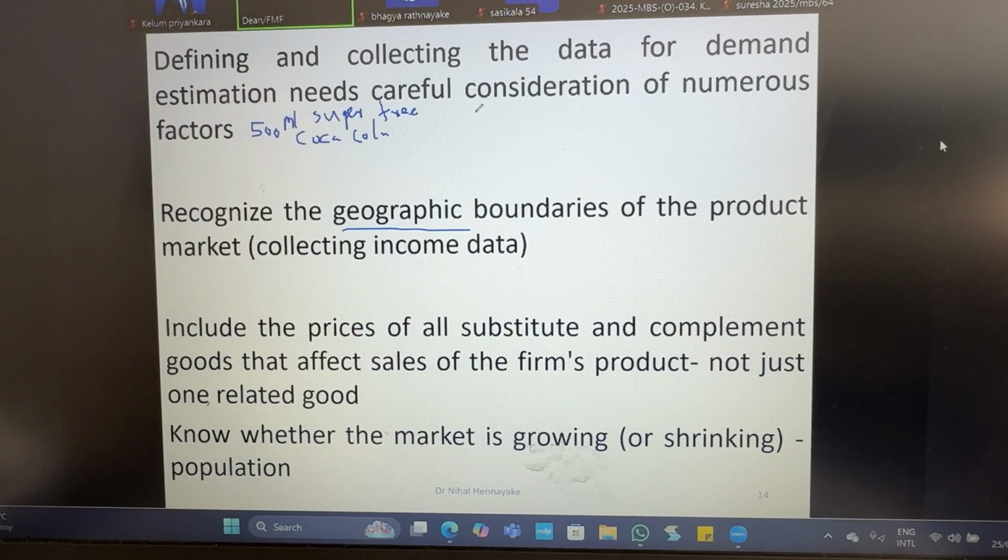Now, you are going to get the price information or the quantity information. Suppose that you are doing a small primary survey, going to each and every small shop and asking the Mudalali how many 500 milliliter sugar-free Coca-Cola you sold during a particular time period. Then the Mudalali will probably ask, what type of 500 milliliter Coca-Cola are you talking about?